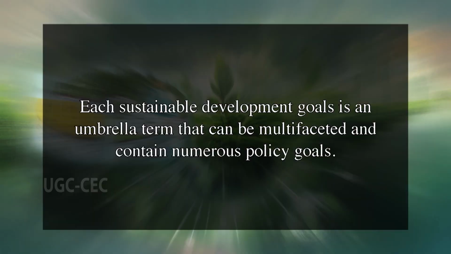However, at the same time, they can be adjusted to the different national realities, cultures, demographic dynamics, and ways of life of various societies in the world, respecting the targets set by each country to advance in the framework of the 2030 Agenda. Thus, each Sustainable Development Goal is an umbrella term that can be multifaceted and contain numerous policy goals. The 2030 Agenda is organized around the 5 P's of development.